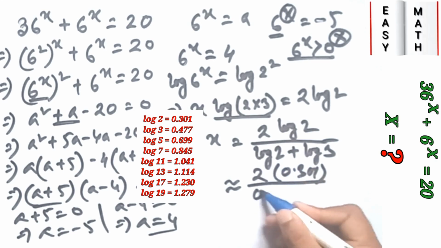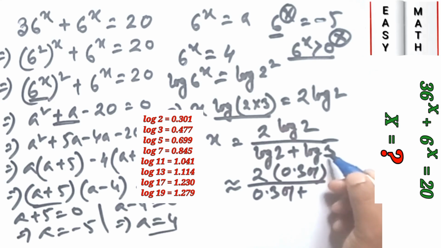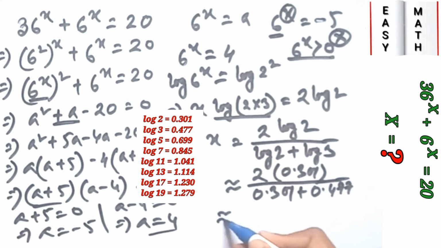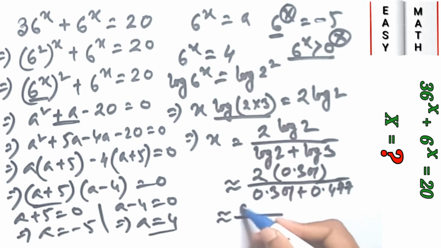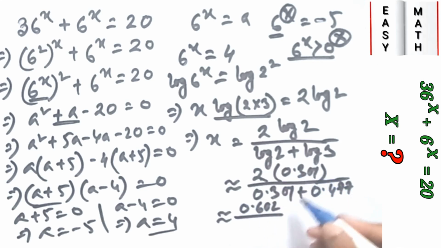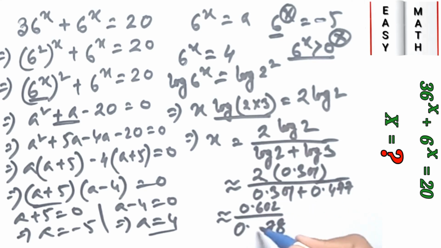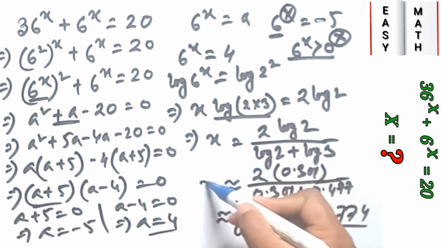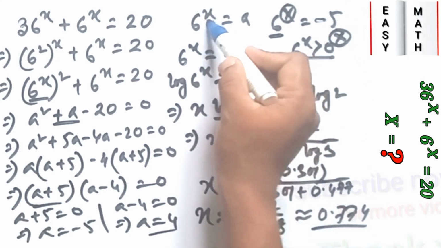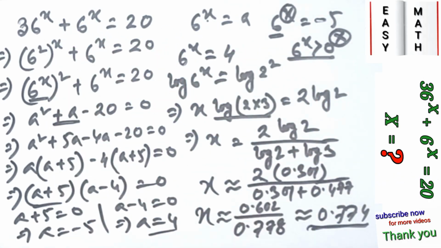log 2 is 0.301, and the log 3 value is 0.477, and approximately this multiply here, so 0.602, and this plus here, so this plus here 0.877, and approximately this divide here, so the value is 0.774. So x value is approximately this. So thanks for watching the video.